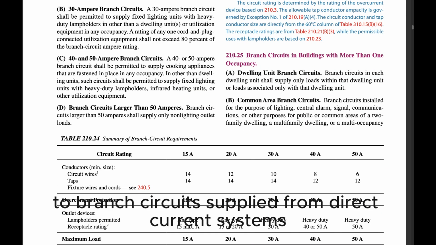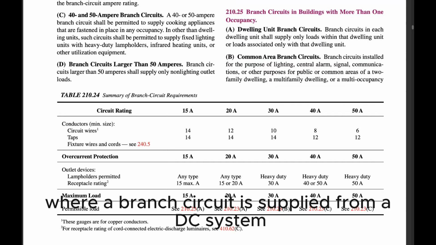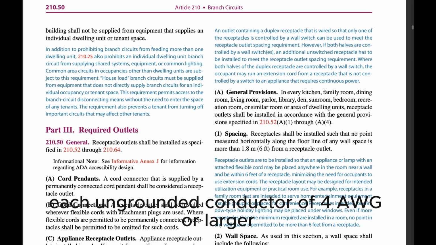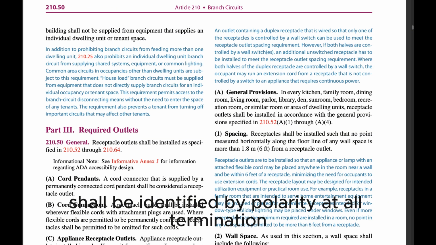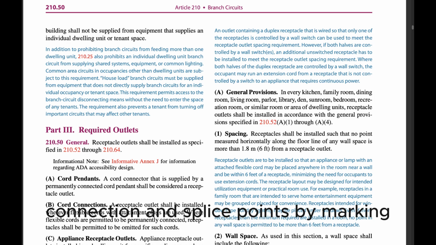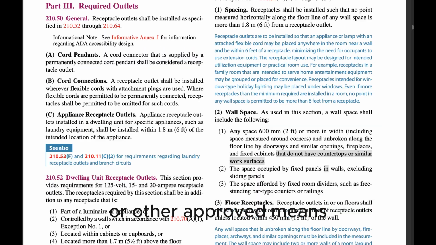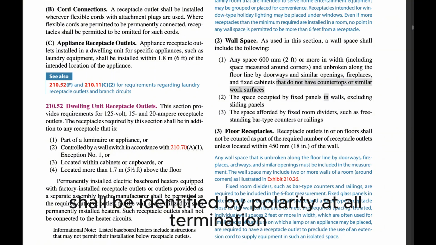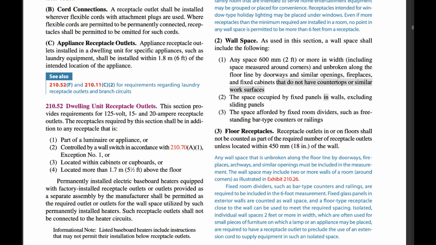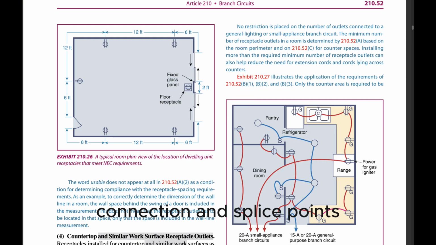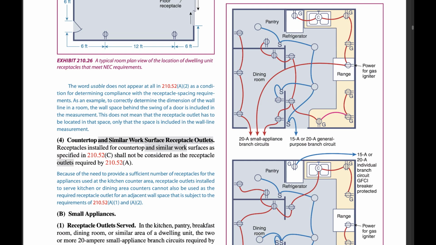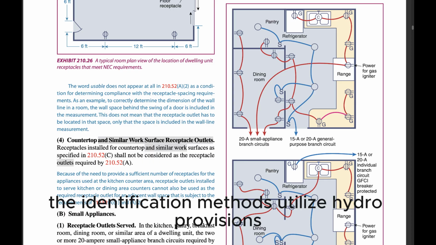(2) Branch circuits supplied from direct current systems. Where a branch circuit is supplied from a DC system operating at more than 60 volts, each ungrounded conductor of 4 AWG or larger shall be identified by polarity at all termination, connection, and splice points by marking tape, tagging, or other approved means. Each ungrounded conductor of 6 AWG or smaller shall be identified by polarity at all termination, connection, and splice points in compliance with 210.5(C)(2)(a) and (b). The identification methods utilized shall be documented.